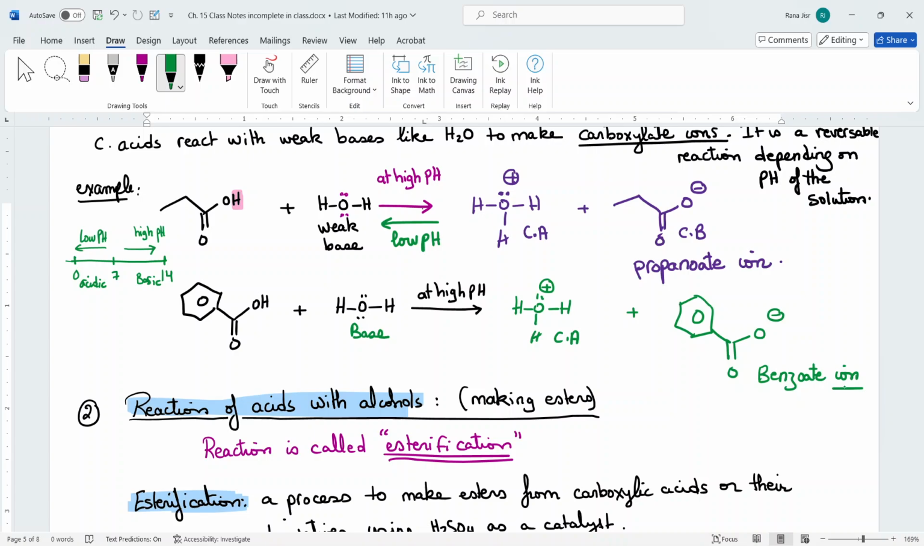Now if I go ahead and reverse this, then I would need to show you that I am using the benzoate and the H3O plus as reactants. And I'm going to ask you what is the product that will be at a low pH. So always look at the product and see what you are forming, and this is how you know what your pH medium is. If you're forming the base, then you are working at a high pH. If you're forming the acid, then you are working at a low pH.